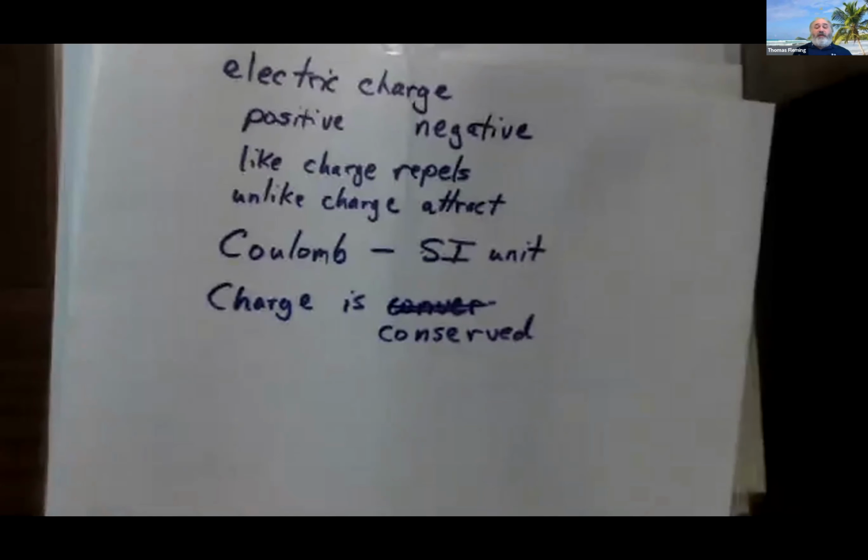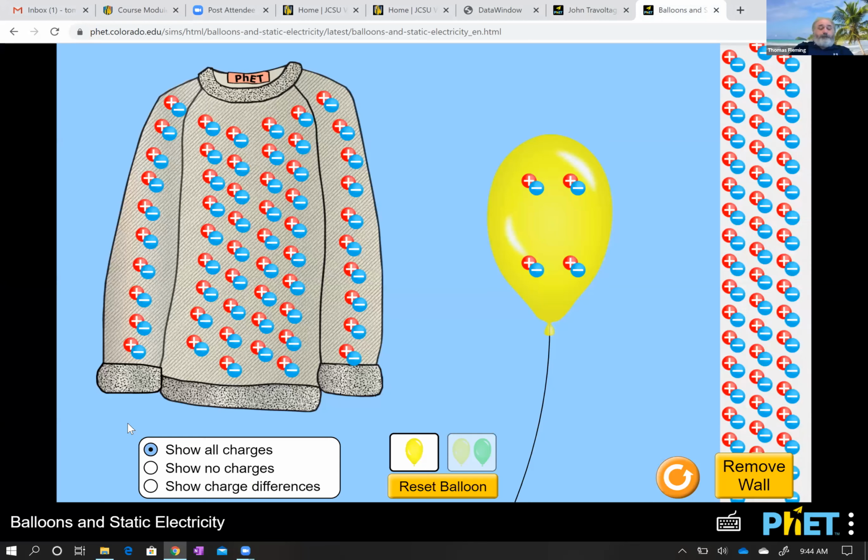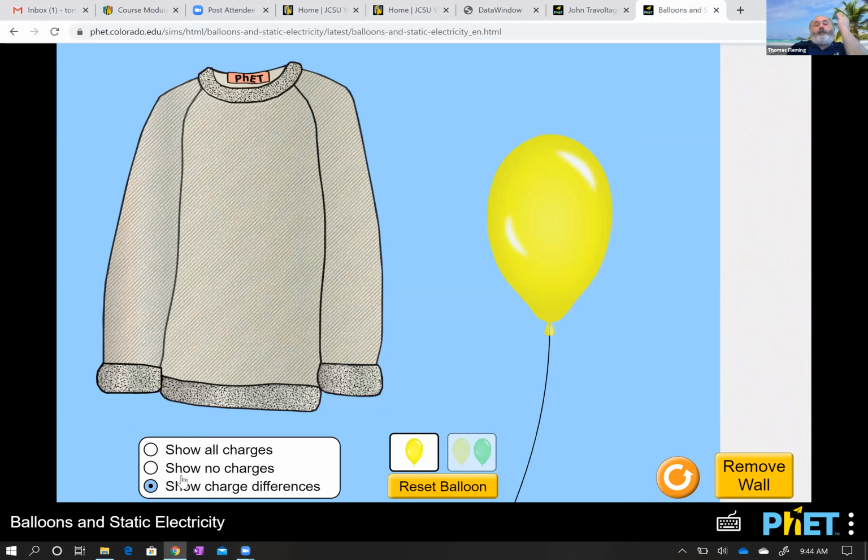So, when we say that charge is conserved, we mean the total amount of charge something has remains constant. And to give you a sense of how that is, let me switch screen shares for a moment. Here's a sweater and a balloon. And what we know is that all matter, everything, is constructed of atoms, right? And what are atoms constructed out of? Well, they have positively charged nuclei surrounded by a cloud of electrons that are negatively charged.